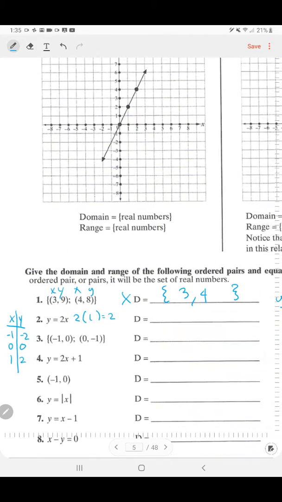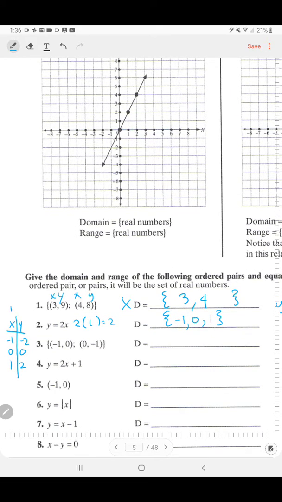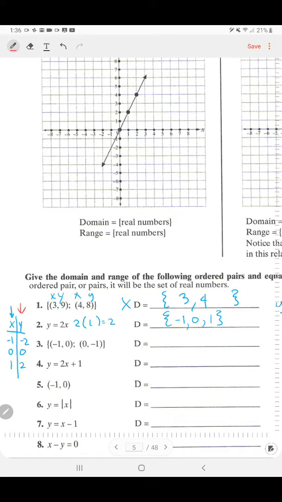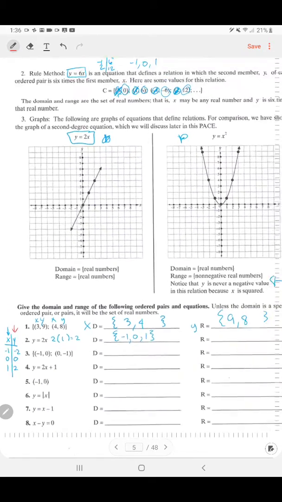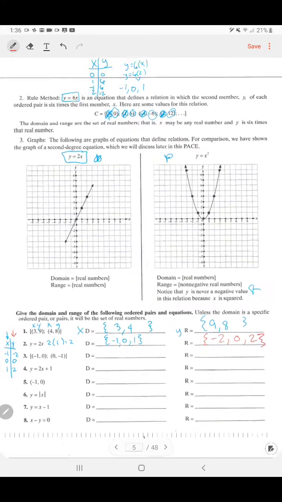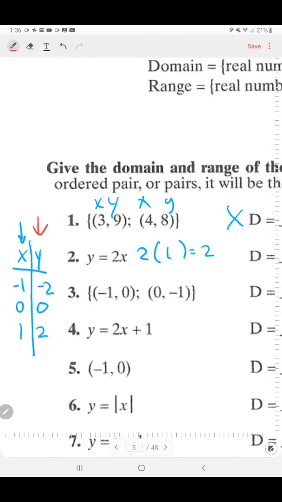So for your domain, you're going to write -1, 0, 1, which are these. And then your range are these, which are your Y's. So -2, 0, 2.